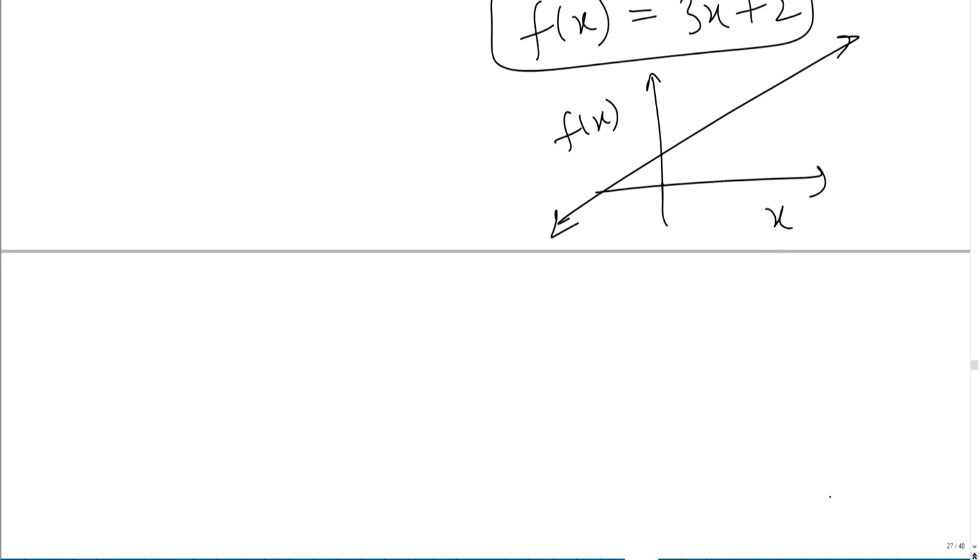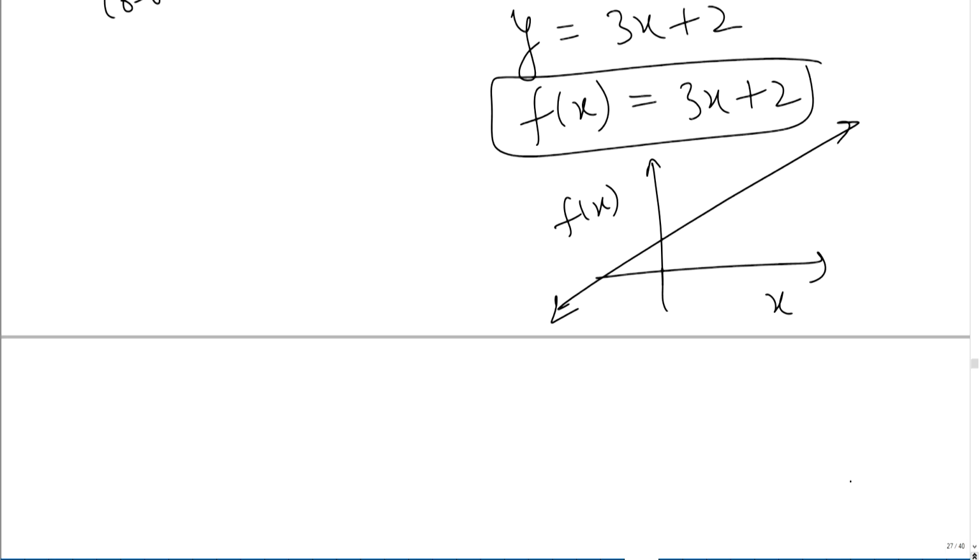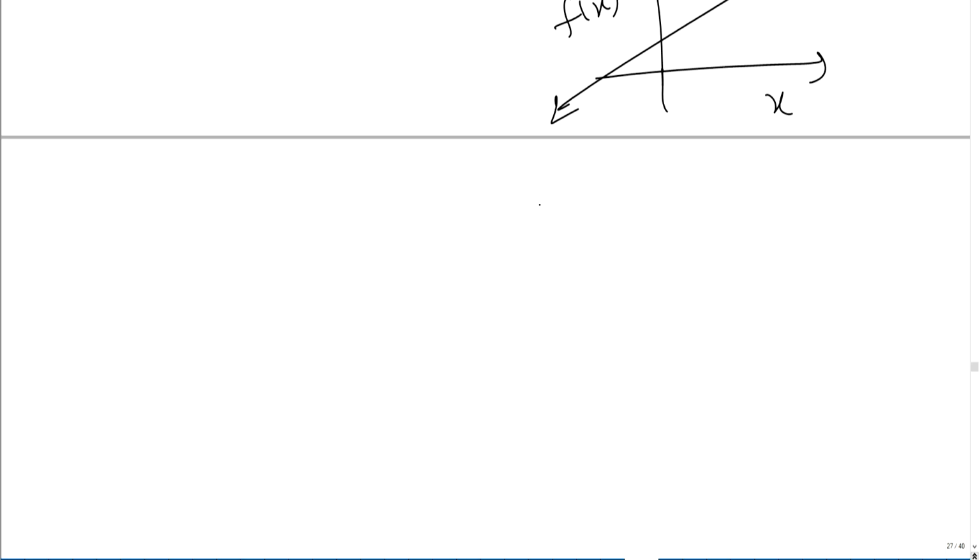But for certain functions, it is possible that x cannot take all real values. Can you think of an example where x cannot take all real values? Consider this function f of x equals 1 divided by 1 minus x. Can x take all real values here?